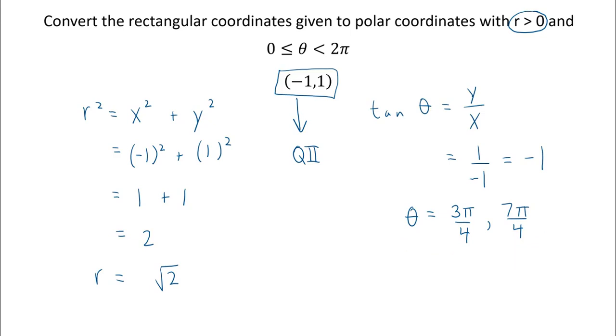So the point -1, 1, when converted to polar coordinates, is the point r, which is square root of 2, comma, 3 pi over 4.